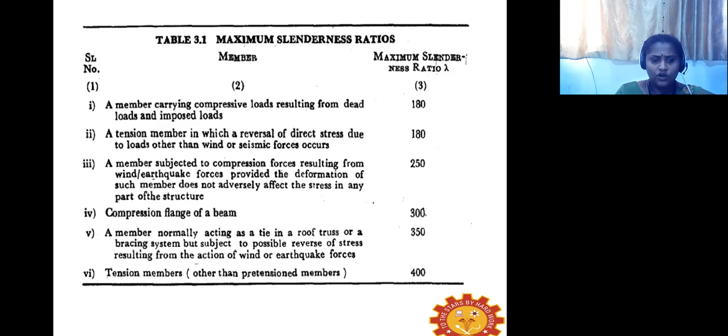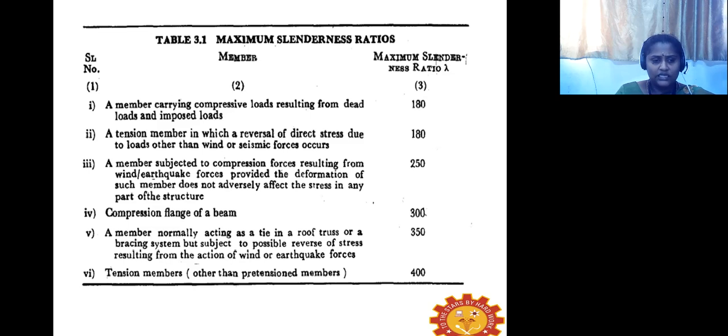So initially, you are going to assume this slenderness ratio. For this only, you are going to continue your design. Finally, once you complete your design, you are going to check for the assumption whether it is safe or not, right? And the second type is a tension member.